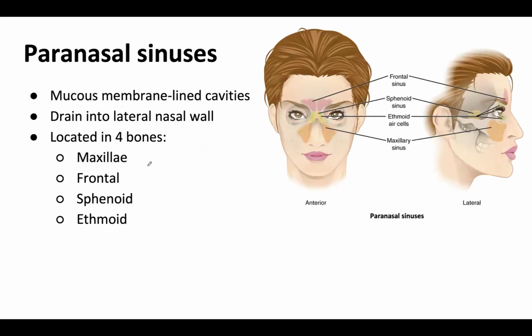Sinuses are part of a complex. Overall, these are all called paranasal sinuses, and these are mucous membrane-lined cavities that are near and associated with the nasal cavity. The secretions from the mucous membranes of these sinuses will drain into the lateral nasal wall, and so the nasal cavity. The sinuses also function to reduce the overall weight of the skull.